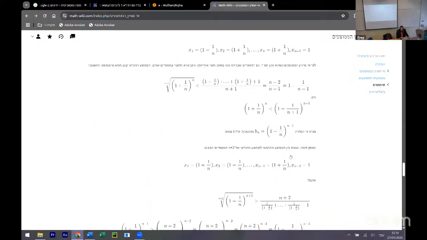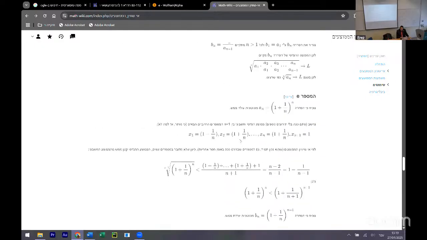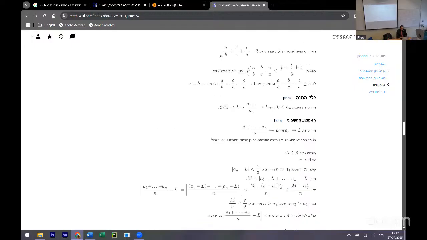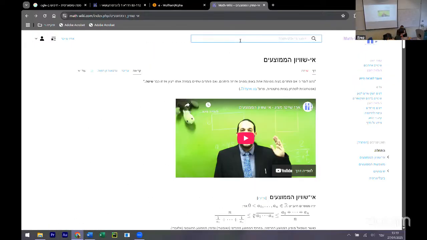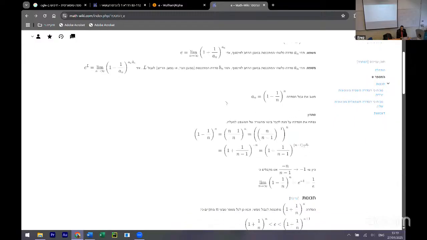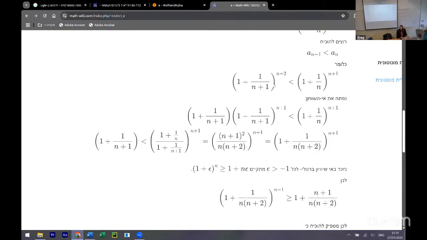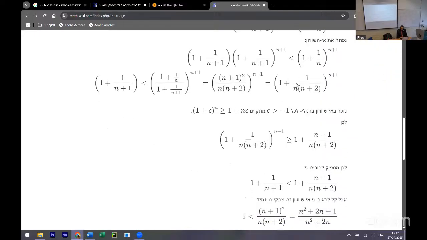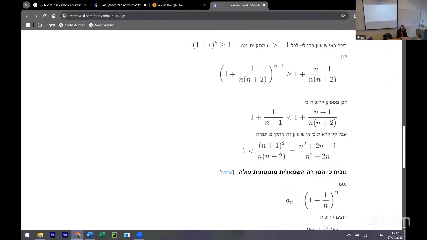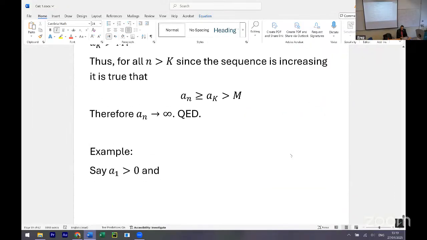Second, the number e. That's basically the proof that I will show you. You see it has some steps. Also, the second proof uses Bernoulli's. It's not trivial. Okay. So like I said, I will do it in the next session.